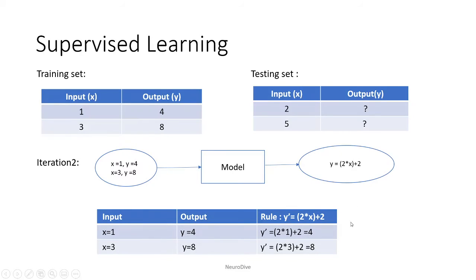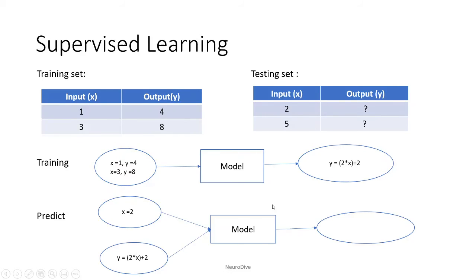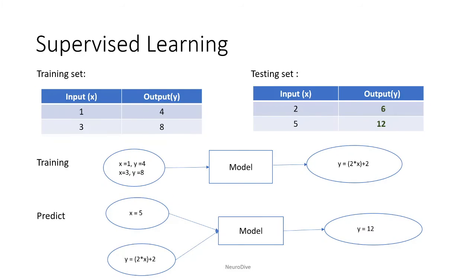So we will use this rule to predict the values of this unseen data, for the x values where x equals 2 and 5. So let's pass the x value equal to 2 into the rule that we have learned, and it will give the y value equal to 6. Similarly, when we pass x equals 5 to our model, it will give y equals 12. So our model learns a new rule by comparing the predicted value of y with the actual value of y.